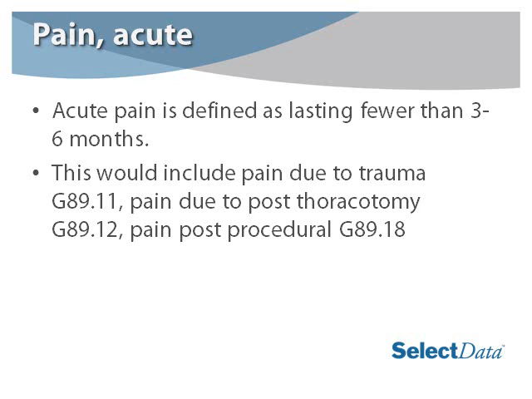Now, acute pain is defined as lasting fewer than 3 to 6 months. So this would include pain due to trauma, such as G89.11 pain due to trauma, G89.12 post-thoracotomy pain, or post-procedural pain, G89.18.